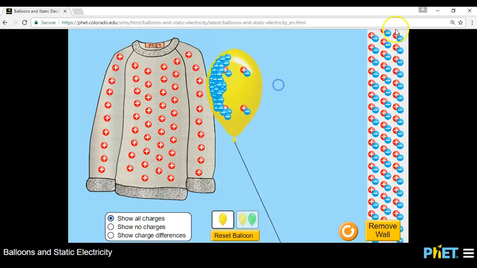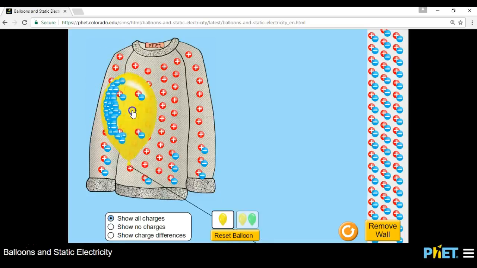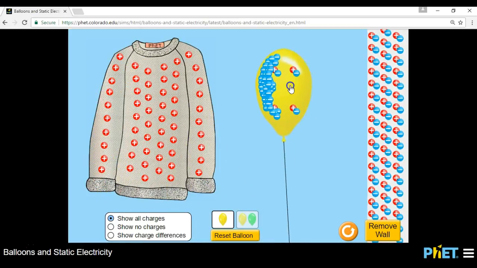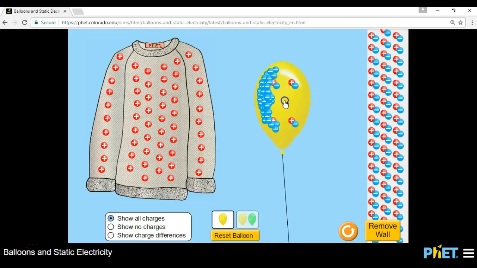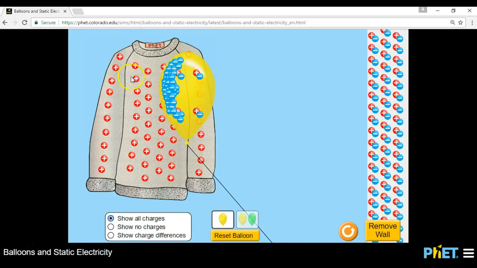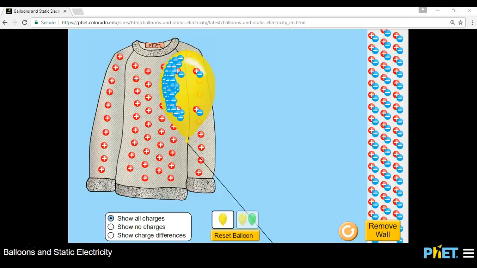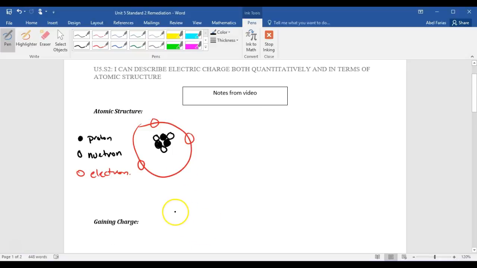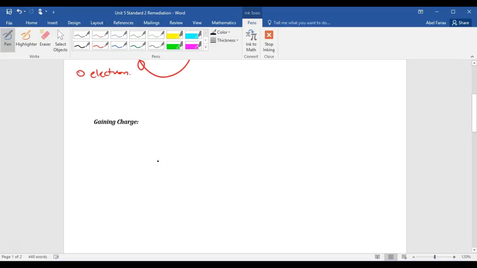So, what's really occurring, and I'm going to reset it so you guys can see it again. Okay, I get it close, I rub it on the wool sweater, and now I pick up all of these electrons. Now the balloon becomes negatively charged, the sweater is now positively charged. What occurred here was we gained electrons within the balloon and we lost electrons within the sweater. So the sweater became positively charged, the balloon became negatively charged. And that's truly what's occurring here. So if I go back to this, gaining a charge, what you really need to do is either gain or lose electrons.